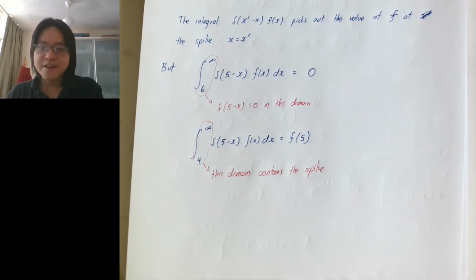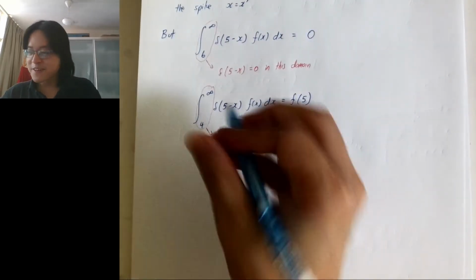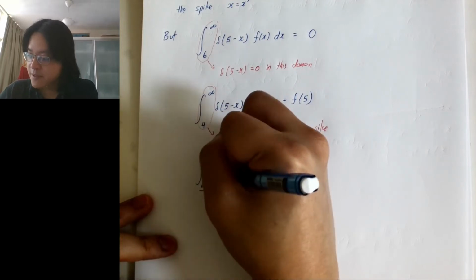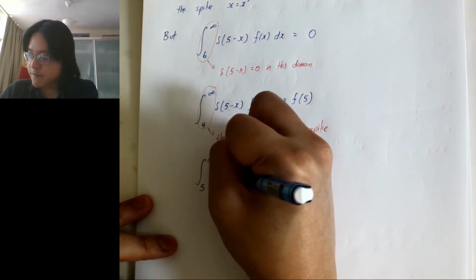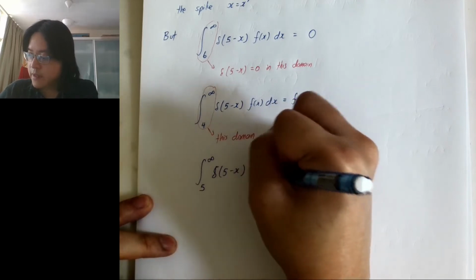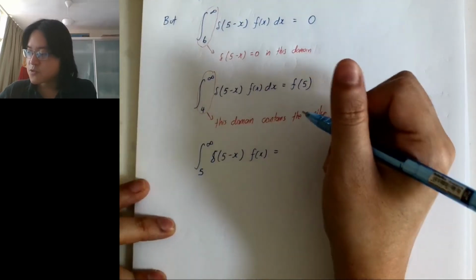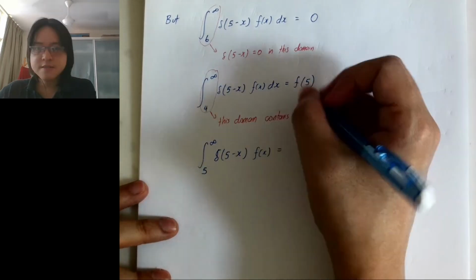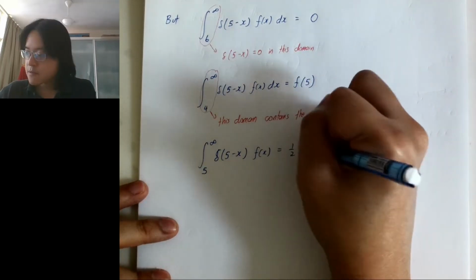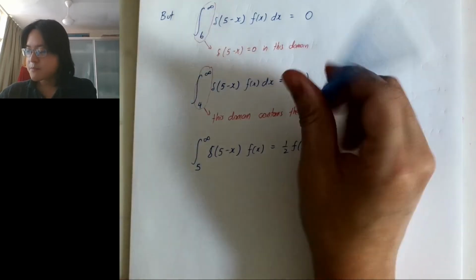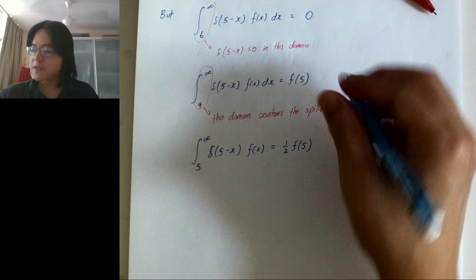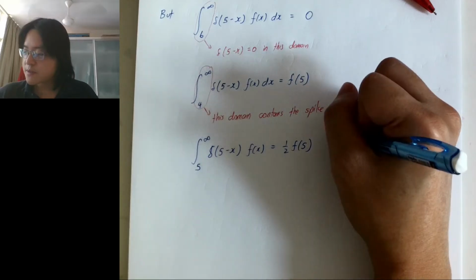Yeah, so correct. Spoiler, you got the answer already. The integral from 5 to infinity of my delta function 5 minus x times f(x) is equal to, is it? I think it's half, if I remember correctly. The reason is this is tricky because this needs to be proven.